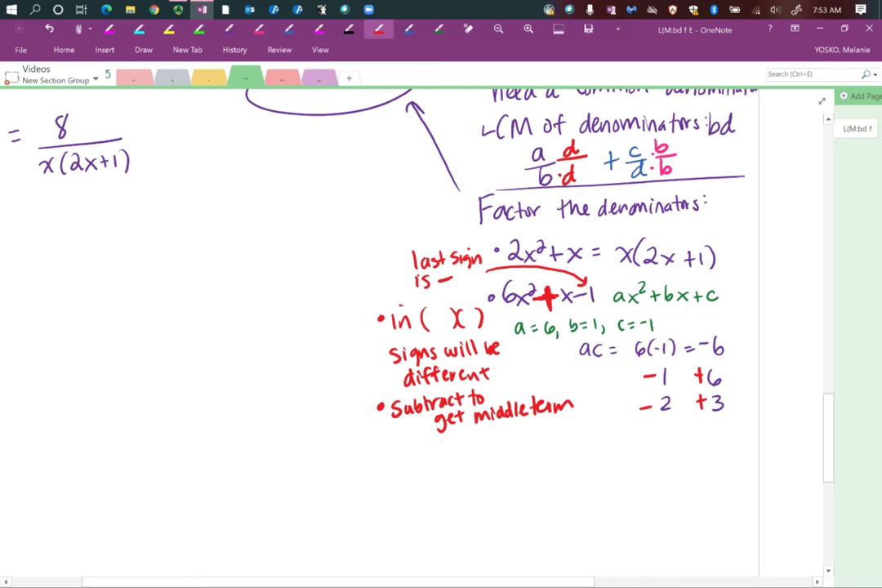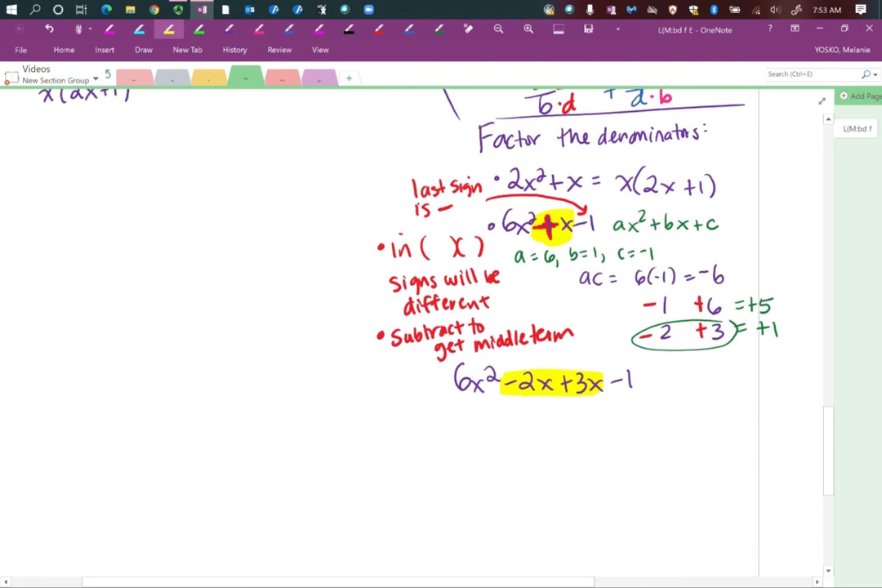Which of those, when you combine them, gives you a positive 1? Well, -1 plus 6, if you combine that, gives you a positive 5. And -2 plus 3 gives you a positive 1. So we're going to use this combination. So we're going to rewrite 6x squared, instead of plus x, we're going to write that as -2x plus 3x minus 1. So what we're doing is rewriting this middle term, plus x, as this sum of terms, -2x plus 3x. Okay, now we're going to factor by grouping.